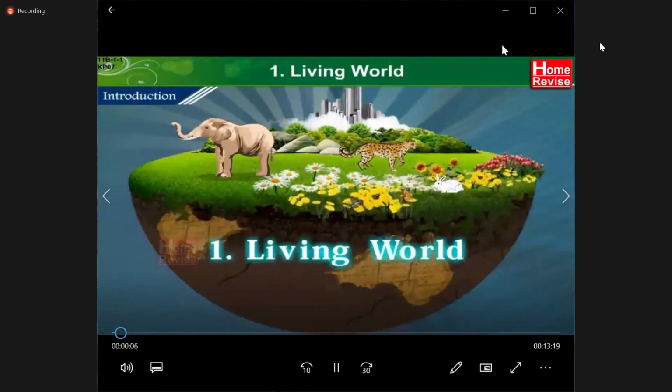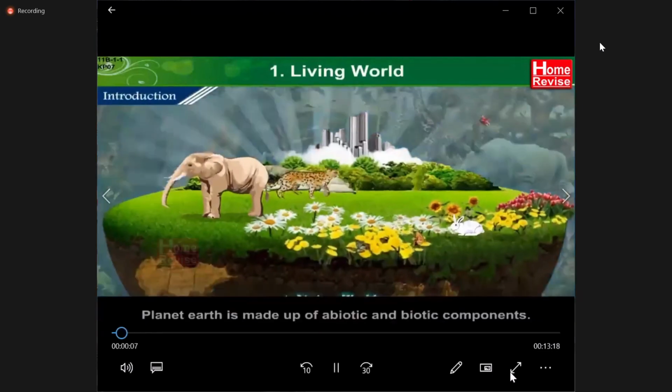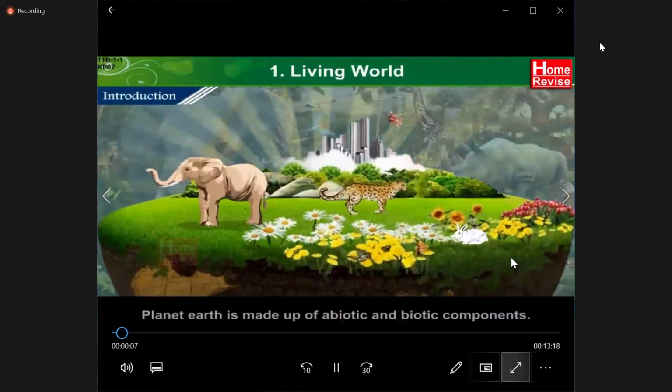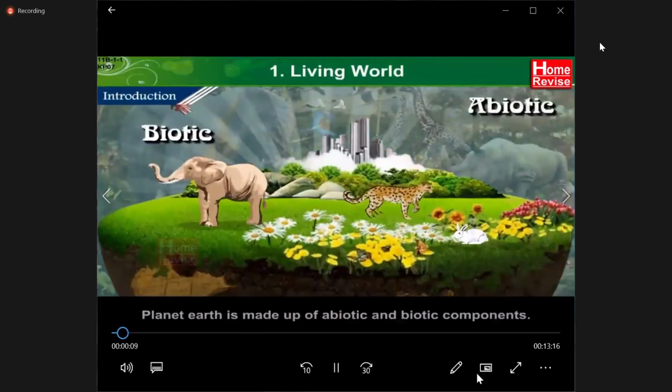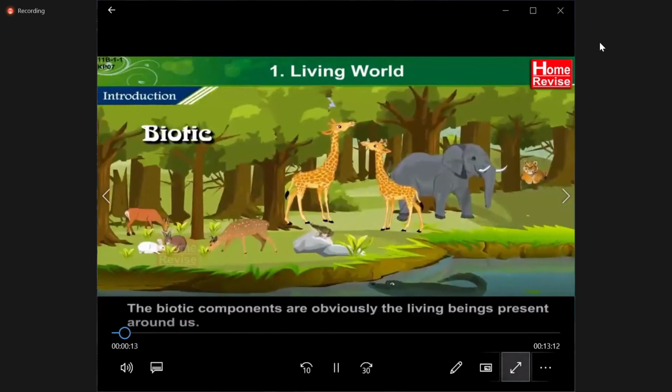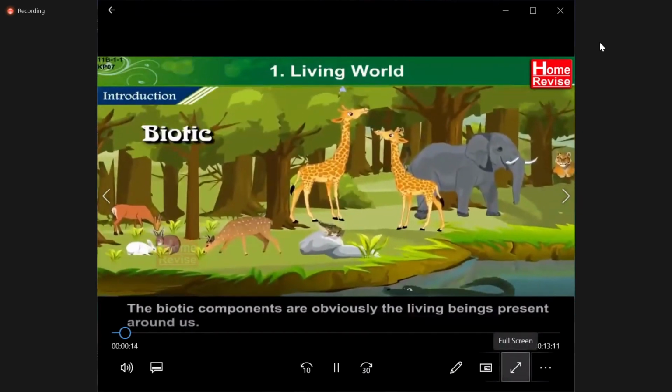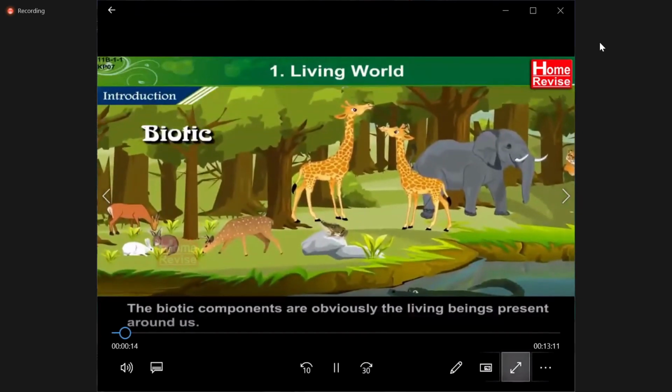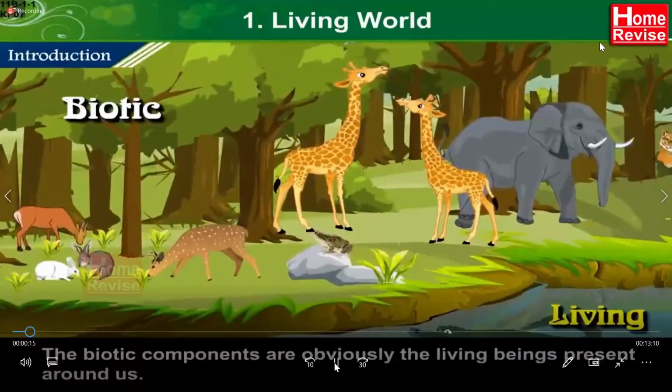Introduction. Planet Earth is made up of abiotic and biotic components. The biotic components are obviously the living beings present around us. The question is, why do we call them living and how do they differ?